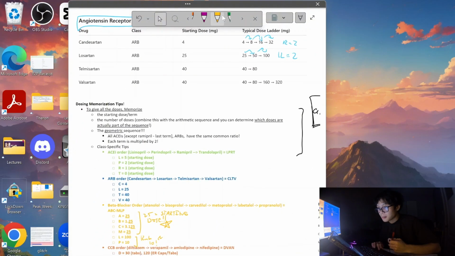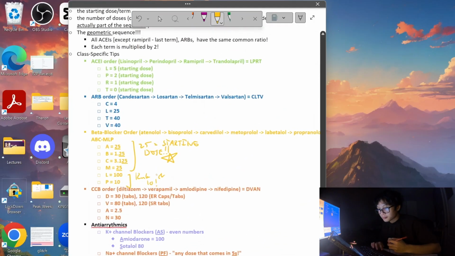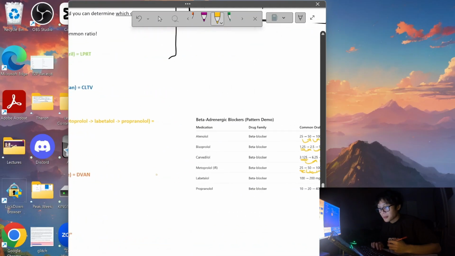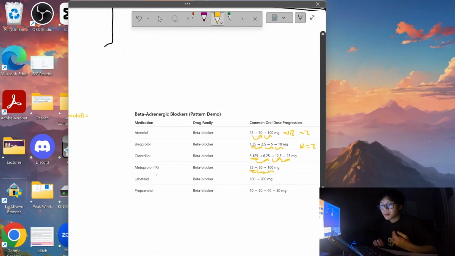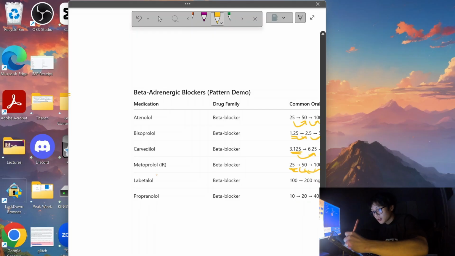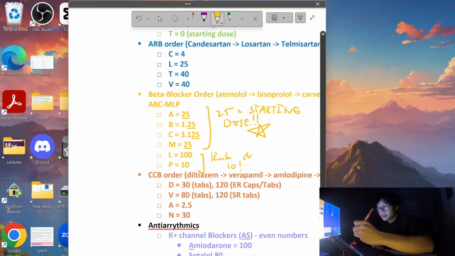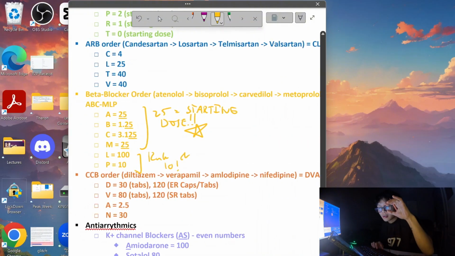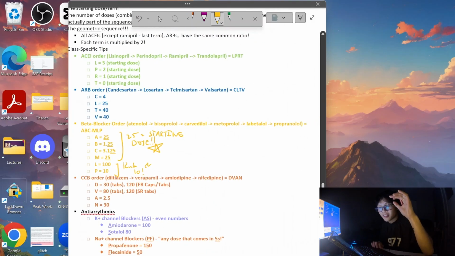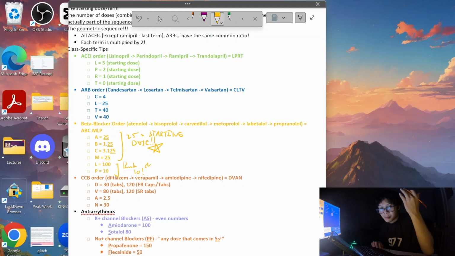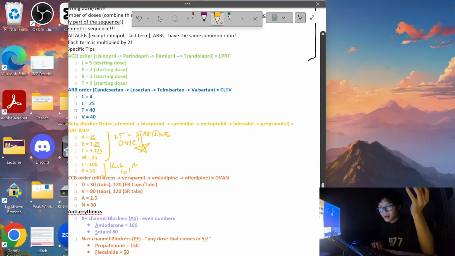Another example, beta blockers. So I memorized first what beta blockers were included on the exam. There was atenolol, bisoprolol, carvedilol, metoprolol, labetalol, and propranolol. And because they were organized in this way, I made a mnemonic to memorize the beta blockers available. I chose ABCMLP. That's just a mnemonic that stuck within my head, or you might find something different that works for you.